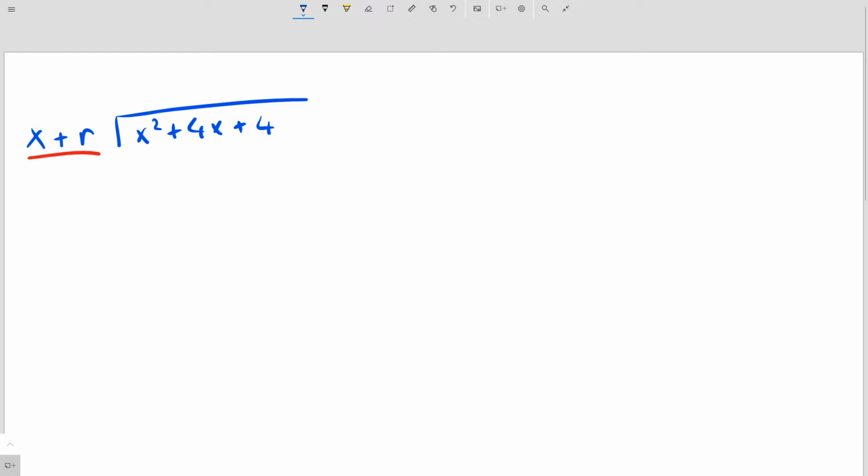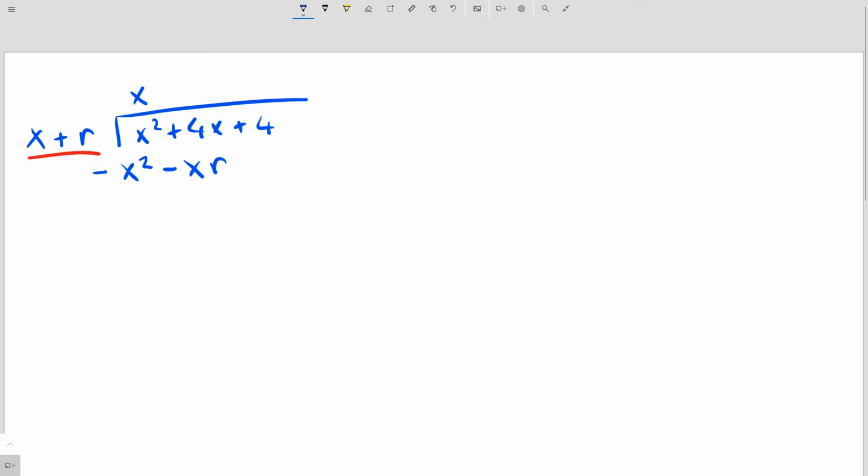So first things first, how many x's goes into x squared? Well, x goes into x squared. X times x is x squared. We can now subtract x times this. So that gives me minus x squared minus xr.